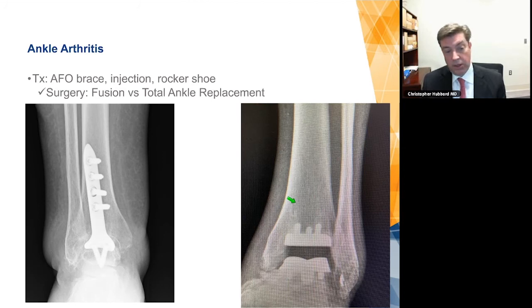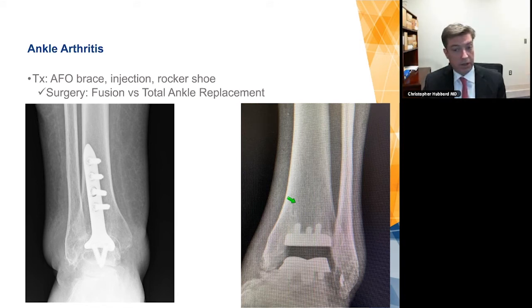In terms of the ways to treat it, bracing can sometimes be helpful to try to mobilize the joint as much as possible, but there's still that component of putting weight on the foot causing pain. Sometimes a cortisone injection can offer some short-term relief.